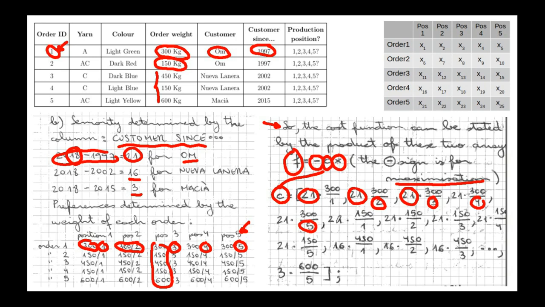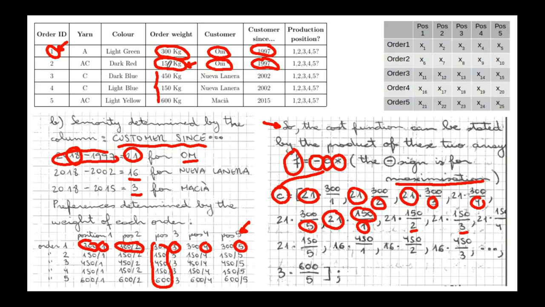What about the next 5 numbers? The next 5 numbers have the same coefficient at first, because it's the same customer, as you can see here. So the seniority for this same customer is absolutely the same. So 21, 21, 21 for the next 5 numbers. But what about the weight? The weight is half the previous one. So that's why 150 is divided by 1, 2, 3, 4, and 5, because this is the preference for this second order to be in position 1, 2, 3, 4, and 5.